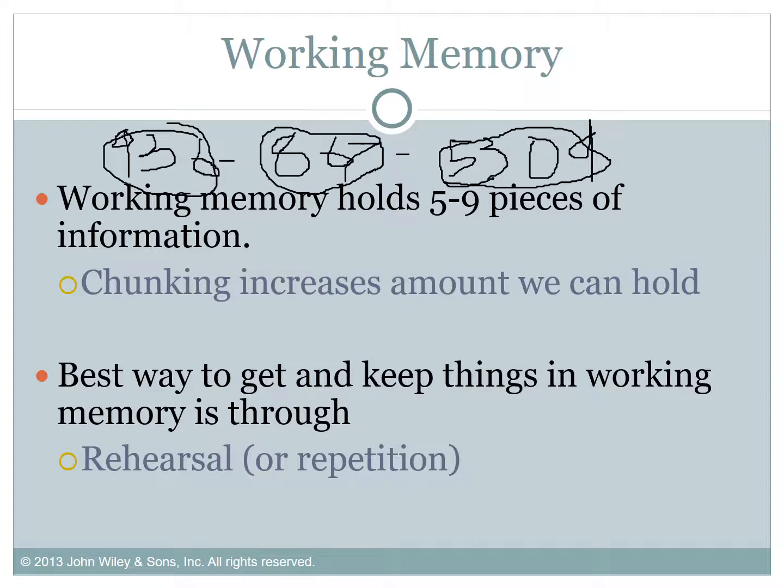The best way to keep things in your working memory is through rehearsal and repetition, doing it over and over and over again, which is why often you can end up doing things 4 or 5 times very quickly in a row before you commit that into your short-term memory so that you can remember it for a longer period of time. Repetition is one of the best ways of keeping information inside your short-term memory.